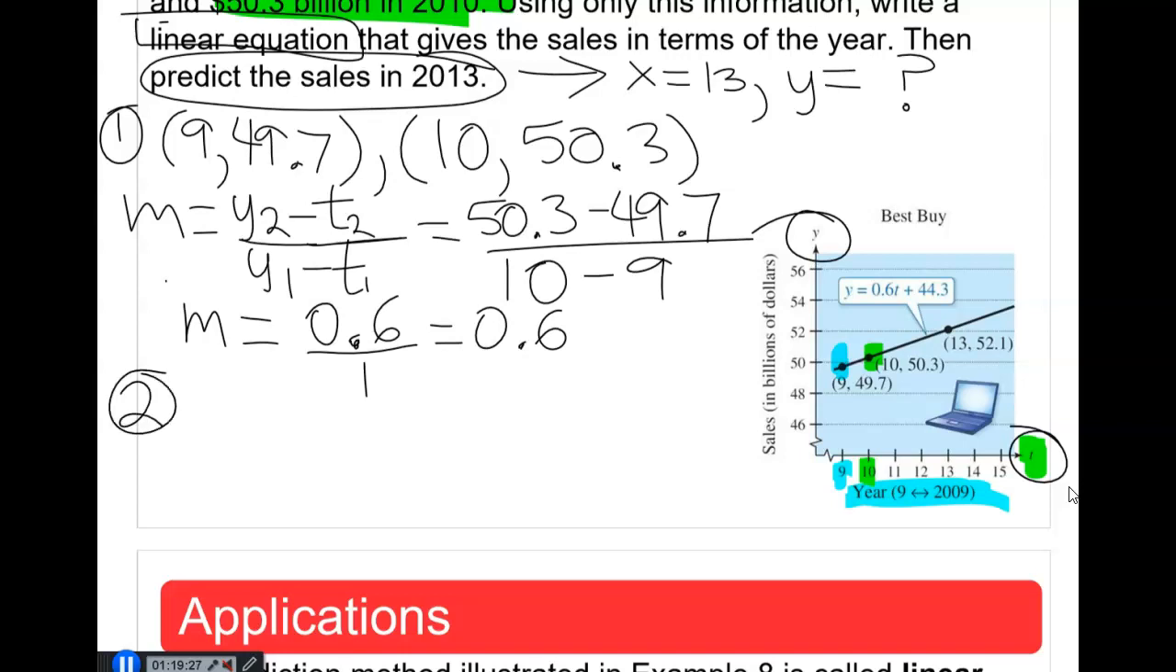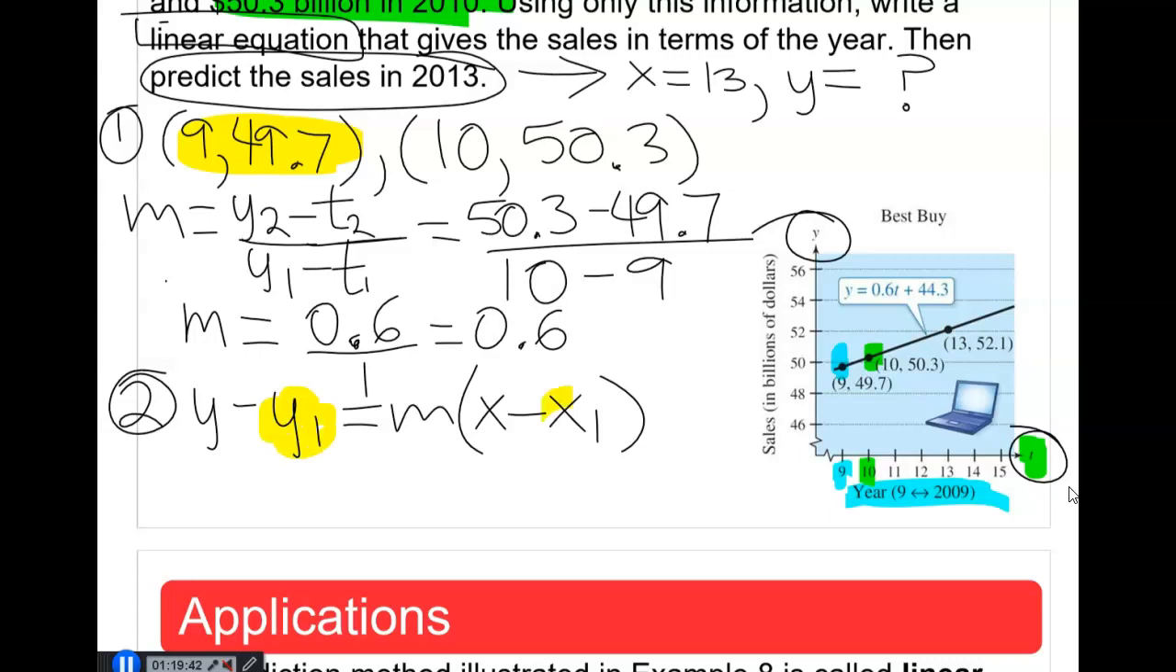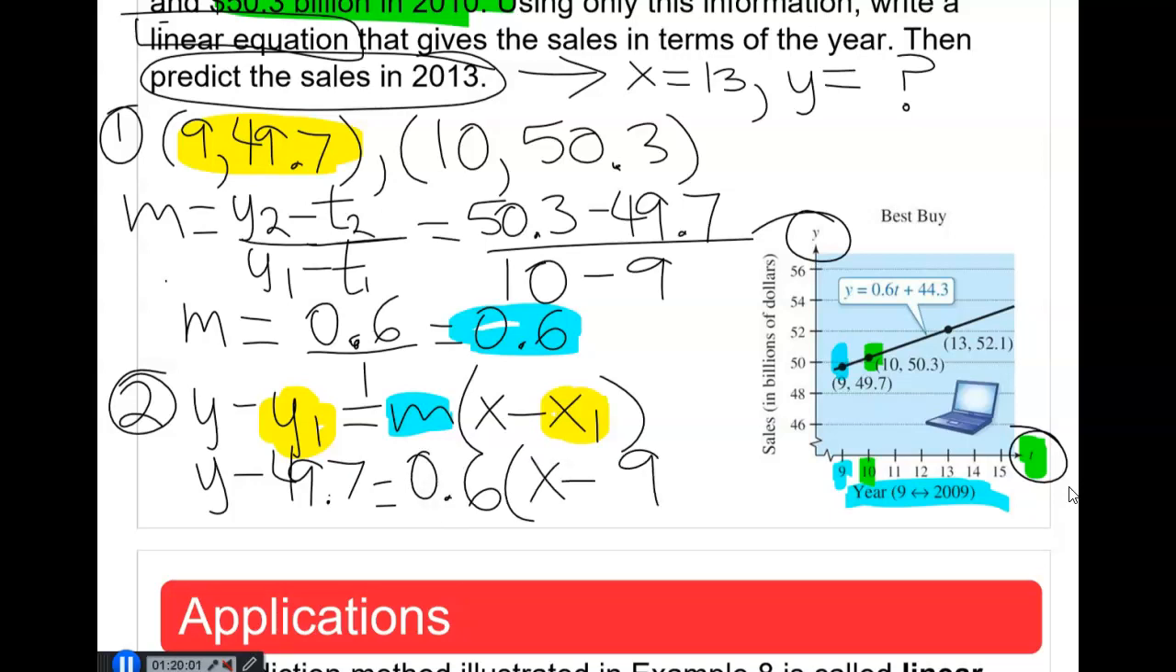And then the second step is going to be to use the point slope formula that I'm writing here. And with this formula, we're going to be substituting. We can take from either point. I'm going to just go ahead and use this one, and we're going to substitute x sub 1 and y sub 1 with that, and then of course you already know the slope is going to be substituted with m. So let's do that. So y minus 49.7 is equal to 0.6 times x minus 9.